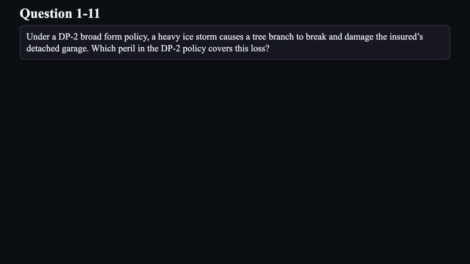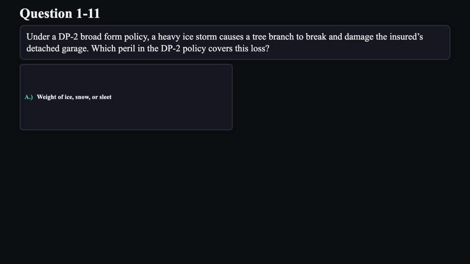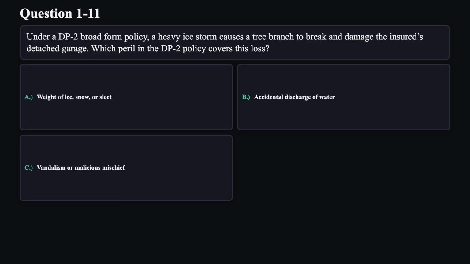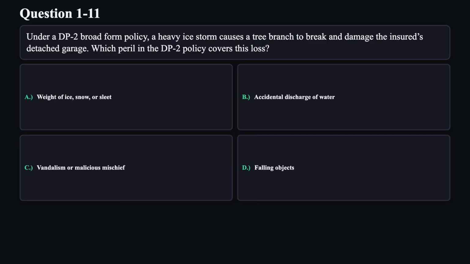Question 11. Under a DP2 broad form policy, a heavy ice storm causes a tree branch to break and damage the insured's detached garage. Which peril in the DP2 policy covers this loss? A. Weight of ice, snow, or sleet. B. Accidental discharge of water. C. Vandalism or malicious mischief. D. Falling objects.